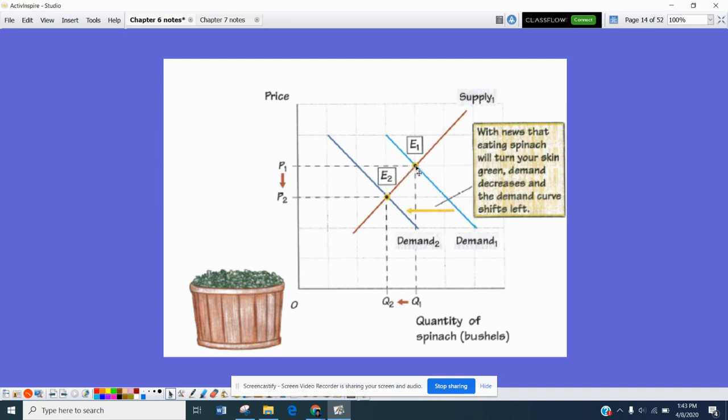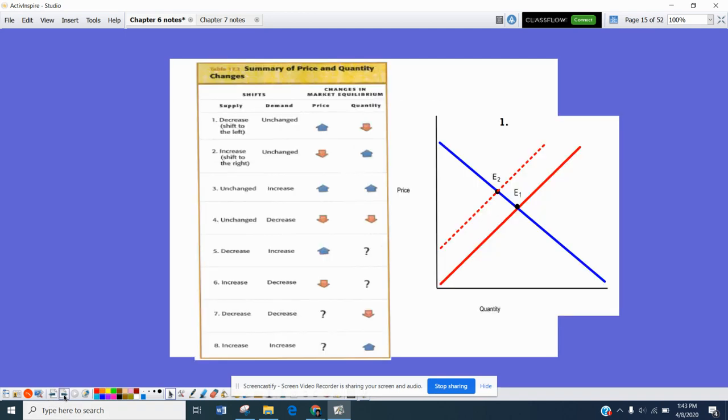So our original equilibrium price is up here, and because people are afraid that their skin's going to turn green, the demand goes down, and hence we have a lower equilibrium price. All right. Some other things, and this is just illustrating the shifting of demand and supply. If we have a decrease in supply, this is our supply curve here. This is our decrease in our supply curve.